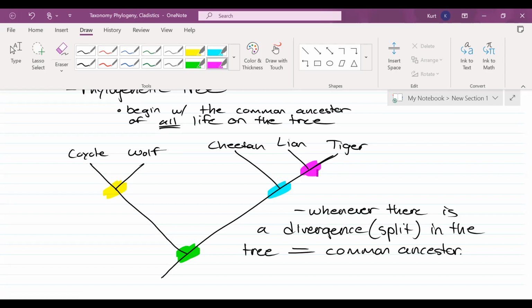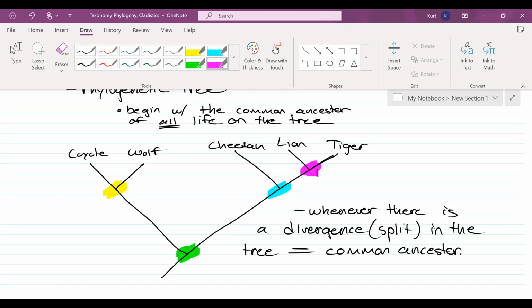So let me ask you this. What has a more recent common ancestor? Tiger and cheetah or tiger and wolf? Tiger and cheetah, because the divergence between, or the split between the cheetah and the tiger is further up on the tree. So this would say that the tiger and the cheetah are more related than the tiger and the wolf.